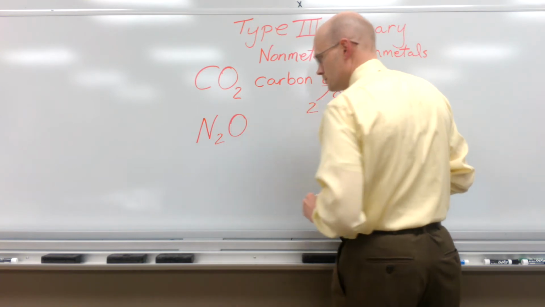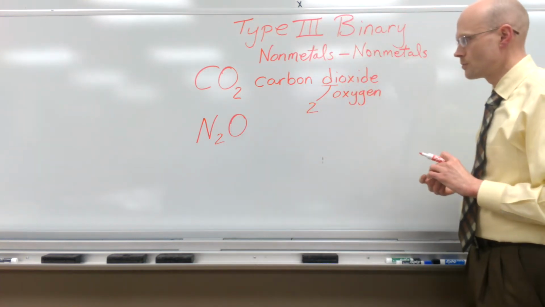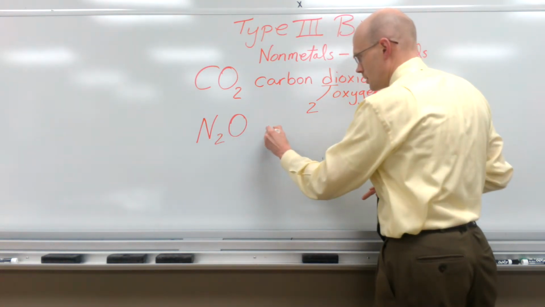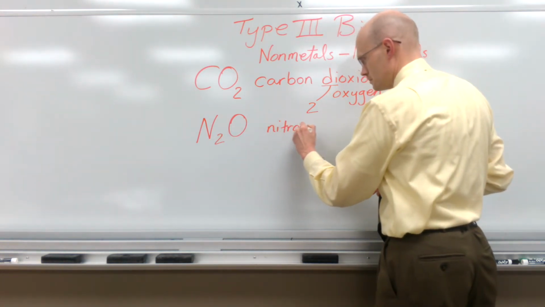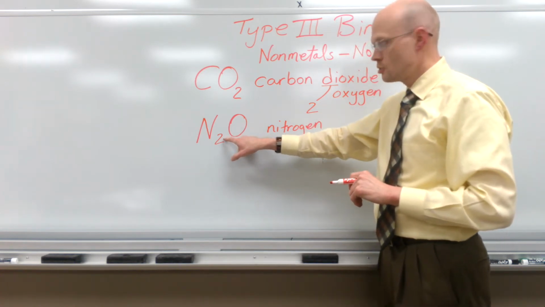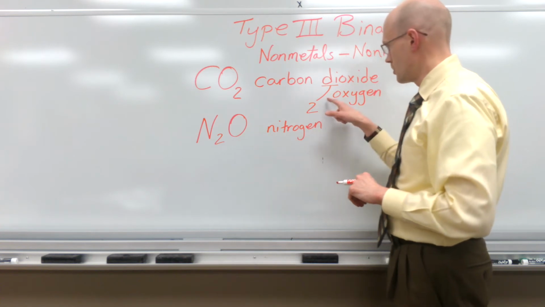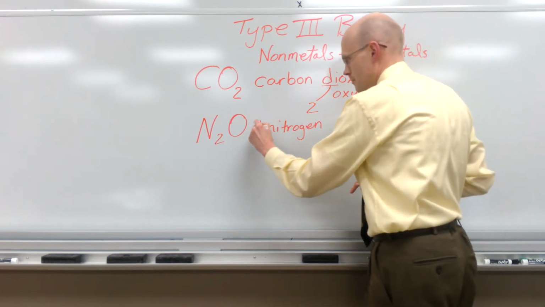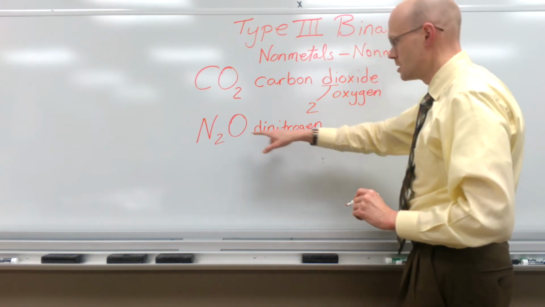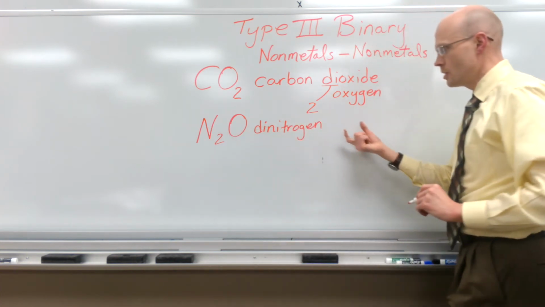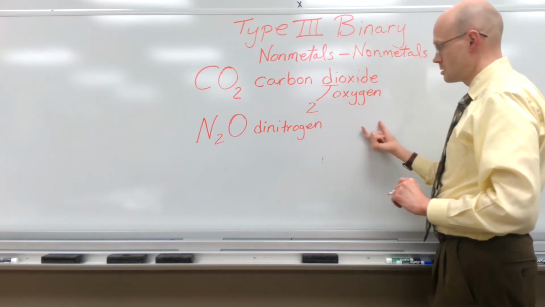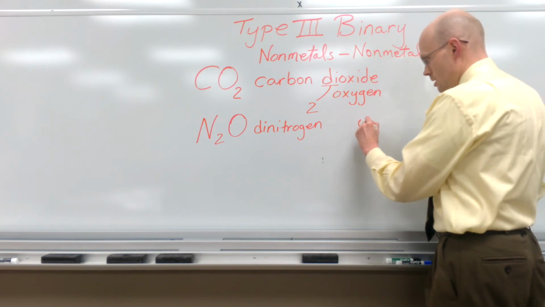Another example, let's say we had N2O. Okay, N2O. We take the first element, nitrogen, write its name. Now, we need to represent that there are two nitrogens present, so we use the numerical prefix di. So dinitrogen, meaning two nitrogens, so we have that taken care of. Then we come across and we use oxygen is present, but we're going to change it to oxide.